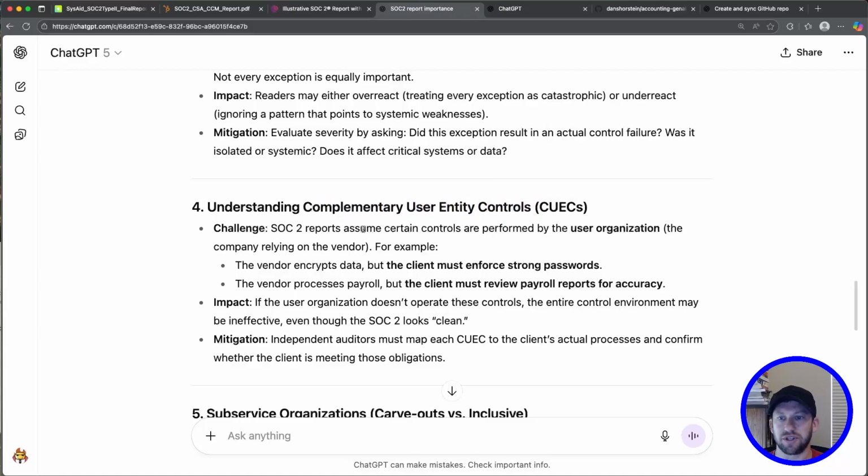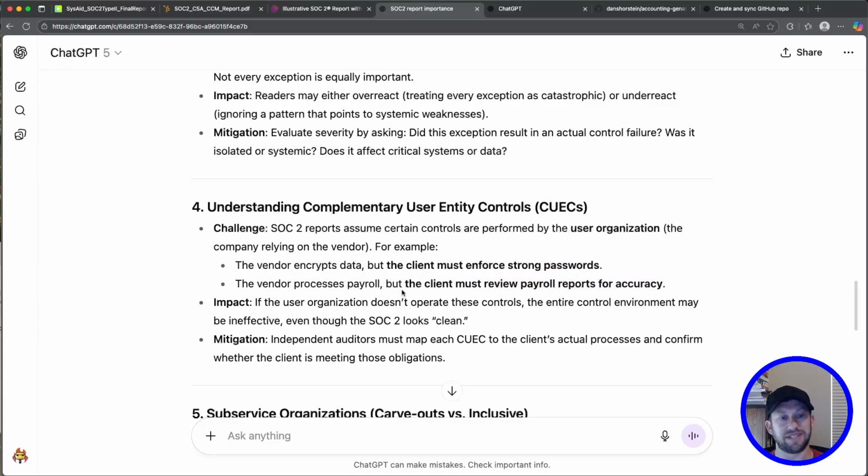So SOC 2 reports assume certain controls have to be in place at the user organization. So let's say I'm running a company and I get a SOC 2 report from OpenAI, and I'm using OpenAI and ChatGPT as part of my business. Well, the SOC 2 report from OpenAI is going to be probably pretty strong, but it's going to say our SOC 2 report is assuming certain controls that you, as an organization using us, have in place, such as you're encrypting your data. If the vendor's processing payroll, the client has to review the reports for accuracy.